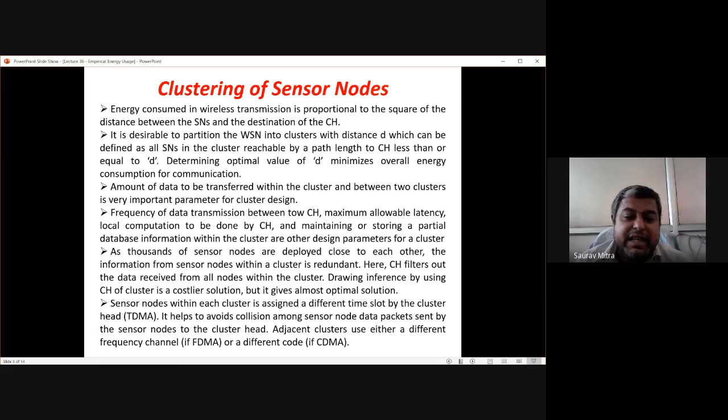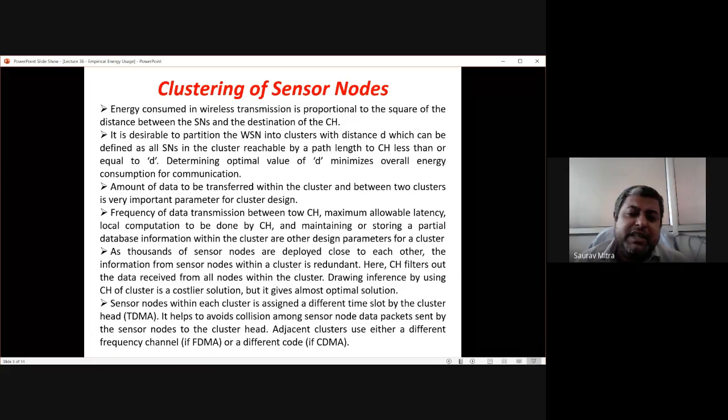Sensor nodes within each cluster are assigned different time slots, which is called TDMA. It helps to avoid collision among the data packets sent by sensor nodes to the cluster head. Whatever nodes are sending data to the cluster head, they are using the TDMA method. That means one sensor at a time sends the data to the cluster head. While one sensor is sending the data, all the other, say 50 other sensors, are sitting idle. One node at a time sends the data to the cluster head, and the remaining nodes keep silent as long as node 1 is transmitting.